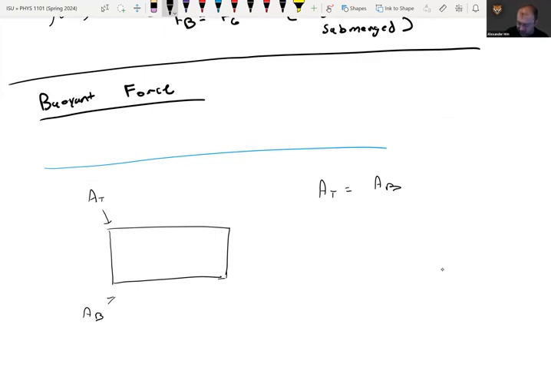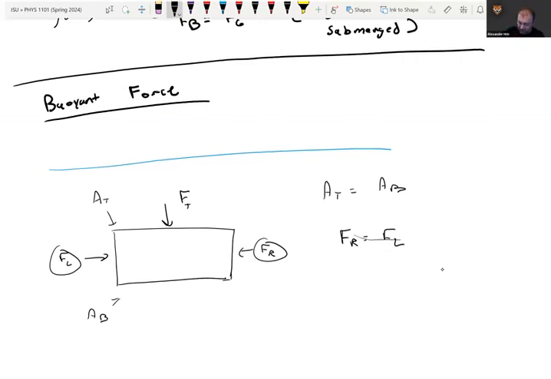Now, it's worth noting that pressure exerts forces on all sides. So what you end up having here is a pressure force from the top, the force due to pressure from the top. You also have it on the sides: force due to pressure on the right side, force due to pressure on the left side. But these two are equal. Force on the right equals force on the left because they're functionally at the same depth. So they don't really matter.